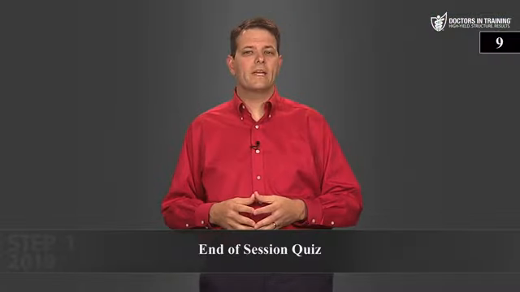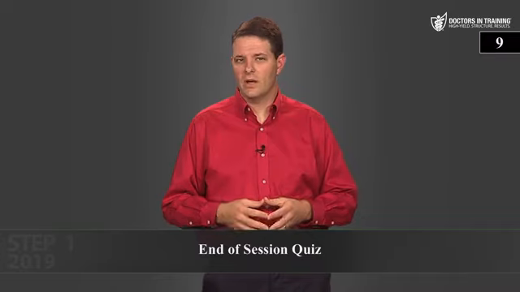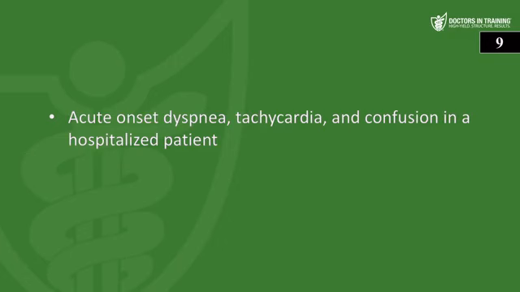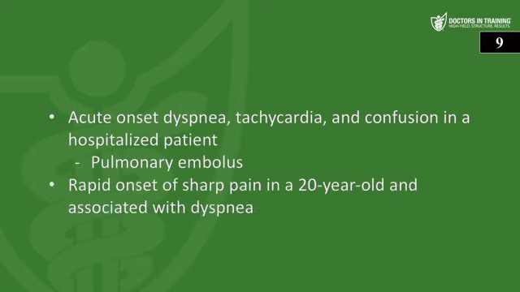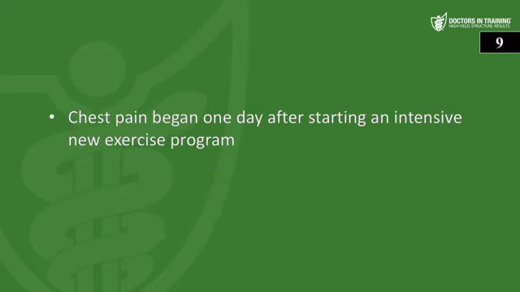Next, what's the most likely cause of chest pain in each of the following scenarios? So acute onset dyspnea, tachycardia, and confusion in a hospitalized patient is a pulmonary embolus. This can present with or without chest pain. Rapid onset of sharp chest pain in a 20-year-old and associated with dyspnea is a spontaneous pneumothorax. Chest pain that began 1 day after starting an intensive new exercise program would be musculoskeletal chest pain.